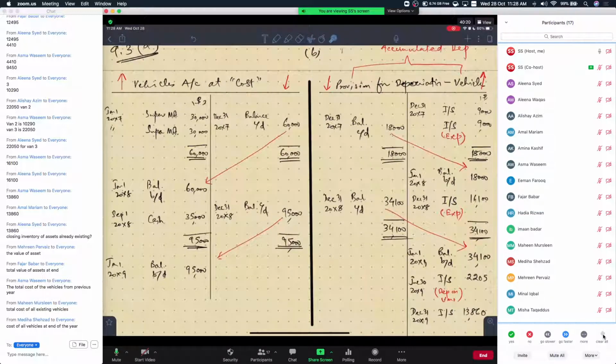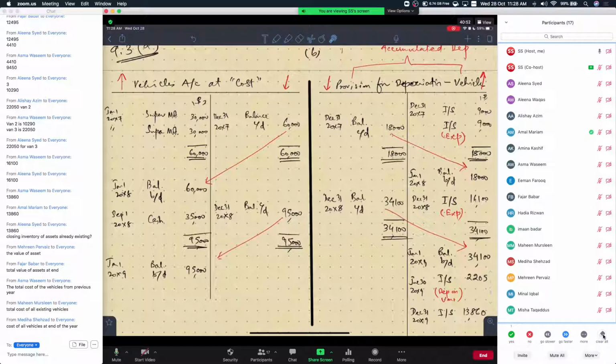Now the problem over here is that this 95,000 includes van 1, and we know that we don't own van 1 now. Van 1 has been sold. So we need to get rid of the records which we have in our books, which represent van number 1. Since it is no longer ours, we have disposed of it on 30th of June 20x9.